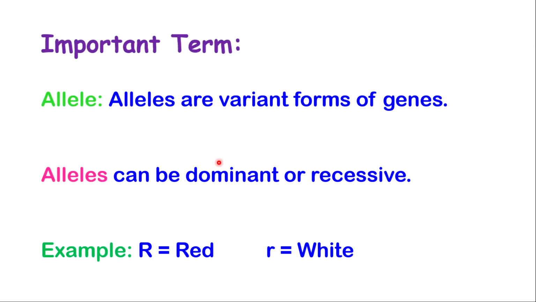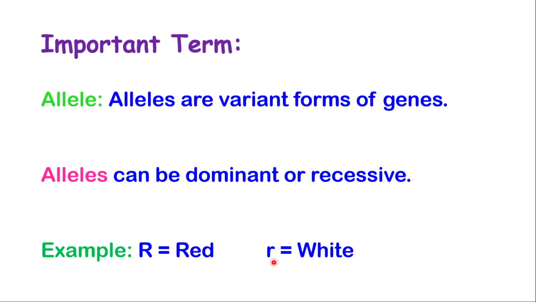Now, importantly, note some terms before we get into the details. One of the terms is allele. Alleles are variant forms of genes because genes may exist in different forms. And alleles can be dominant or recessive. Very important for you to note that alleles are written using single letters. If the allele is dominant, you use an uppercase letter, and if the allele is recessive, you use a lowercase letter.